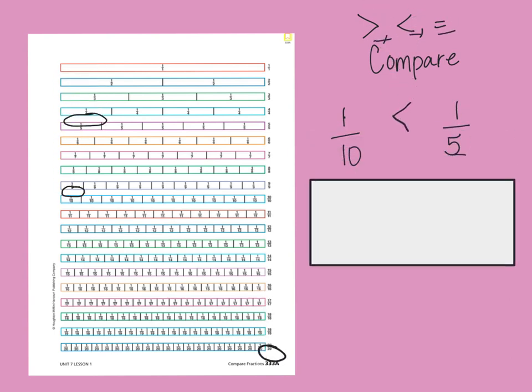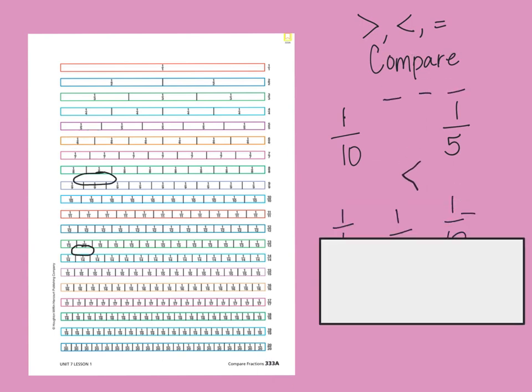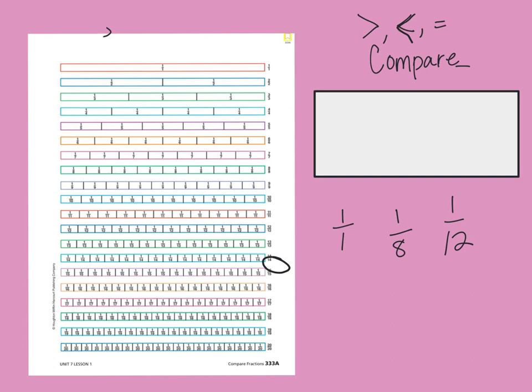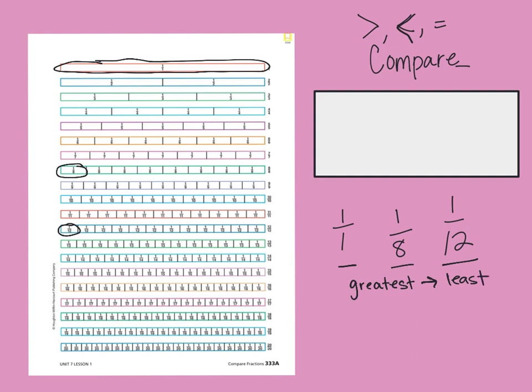All right, now I want you to look at 3 different fractions. I want you to look at the fractions 1, 1/8, and 1/12. So 1/1 is 1 whole, which is shown at the top. 1/8 is here, and 1/12 is here. Now, if I said to write these in order from greatest to least, are these in the correct order? Are they in order from biggest to smallest? Yes. If I wanted least to greatest, I would write 1/12, 1/8, and then 1 whole. This would be least to greatest.